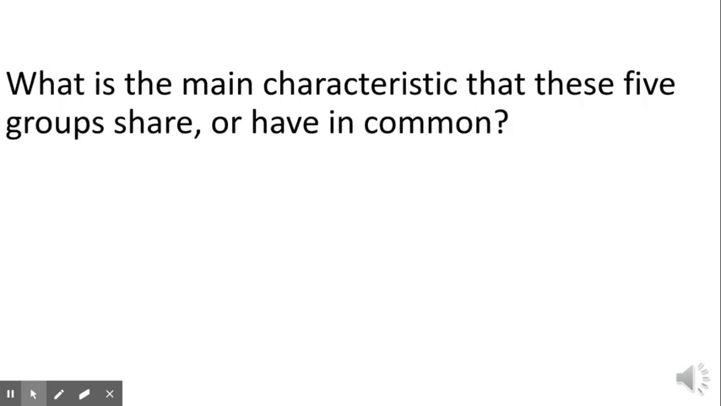What is the main characteristic that these 5 groups share or have in common? If you remember, all 5 of these groups are vertebrates. They all have backbones.